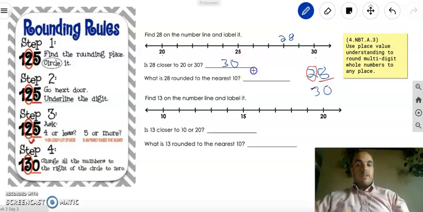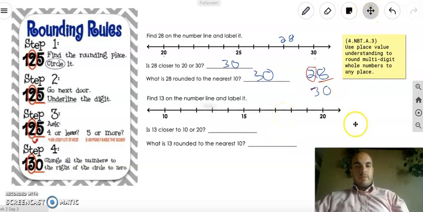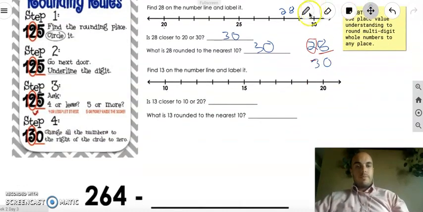So rounded to the nearest 10 is 30, which coincidentally is, of course, the number that is closest to it here. Let's look at another example with our number line here. I'm going to scroll down just a hair. Perfect. Okay, is 13 closer to 10 or 20? So let me find 13 on the number line and label it. 11, 12, 13.